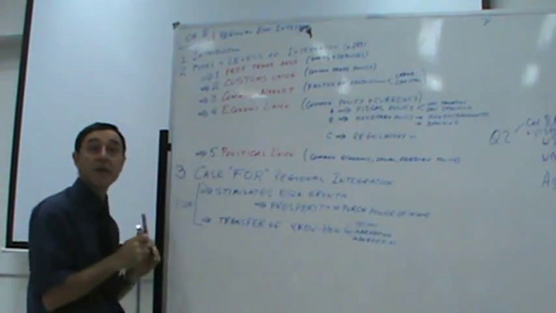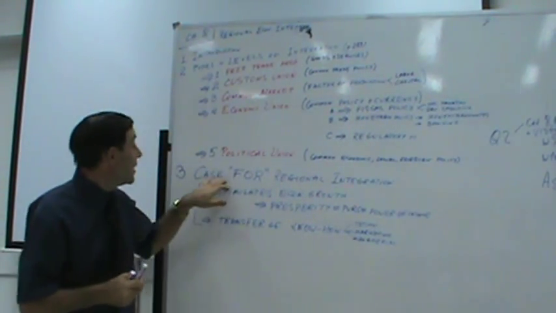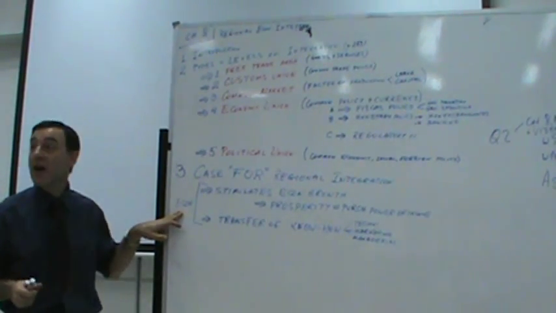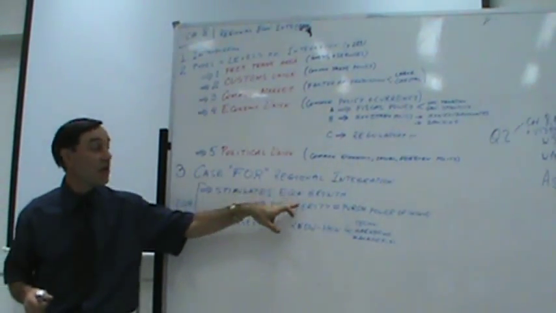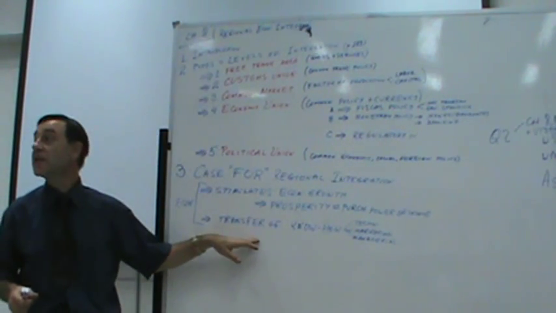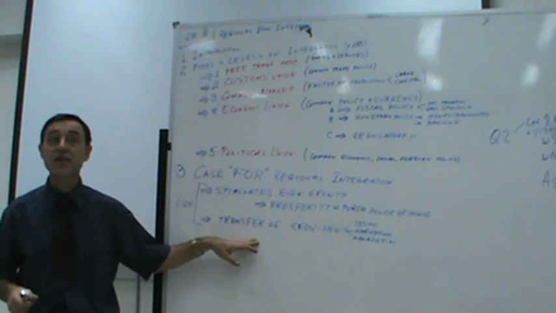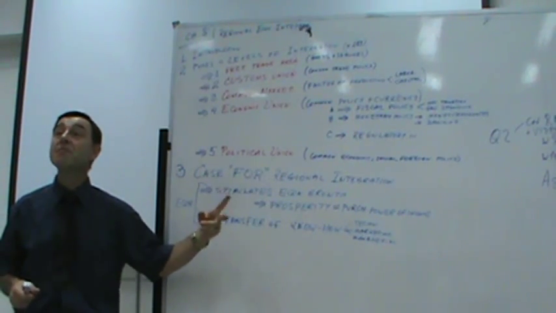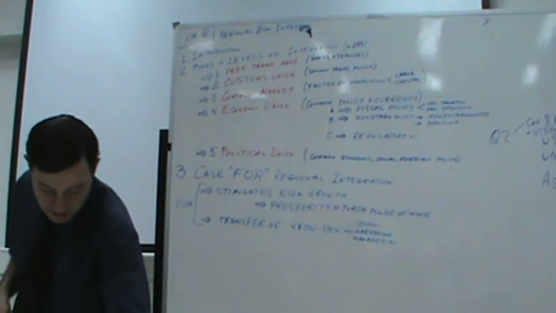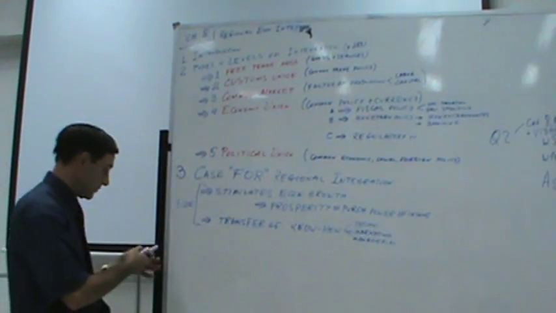this is the economic reason. So you have economic arguments. So the economic arguments are economic growth and prosperity and transfer of business skills such as marketing skills, management skills, technological skills. And then you got political.